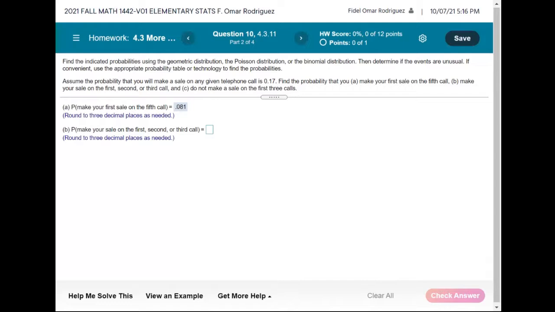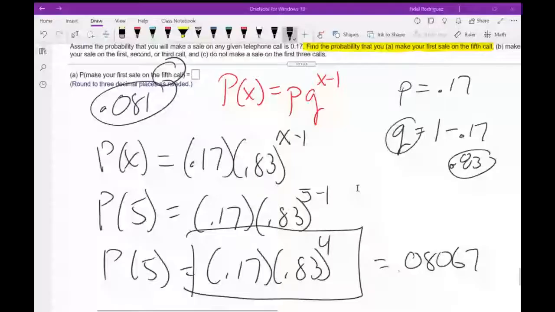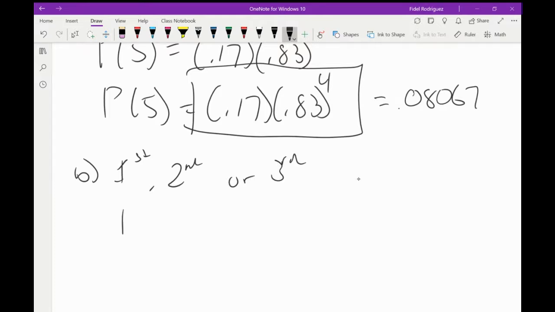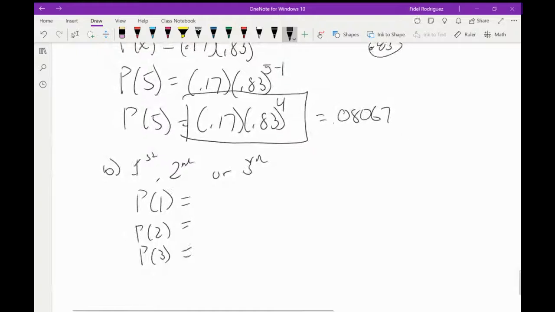Okay, part B says that we make our sale on the first, second, or third call. Okay, so I'm going to do it like this. I'm going to stop sharing this, and I'm going to share my notes again, and we're going to make our sale on the first, second, or third call. All I'm going to do, y'all, is find each of those numbers and add them up.